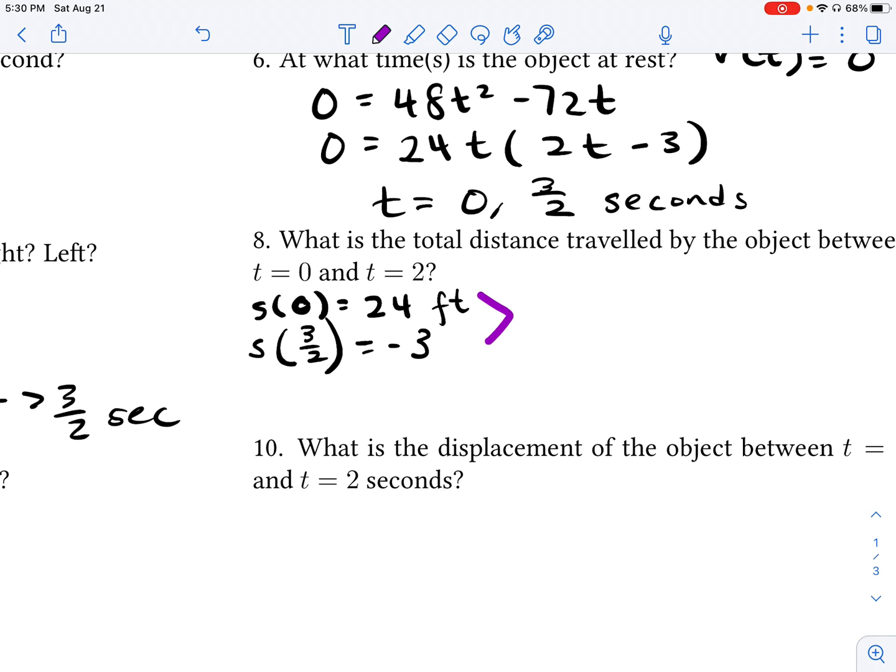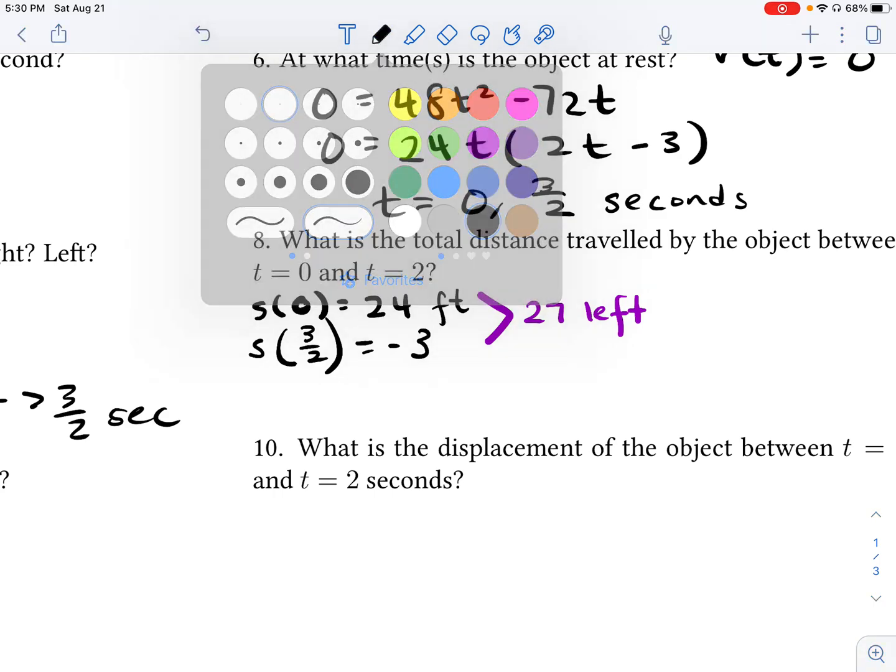Now, I'm going to make a quick note here. It's important to note how many units you have traveled so far. Well, you've traveled a total of 27 units to the left, because you started out at 24 and then made your way all the way to negative 3. So you've traveled a total of 27 units.